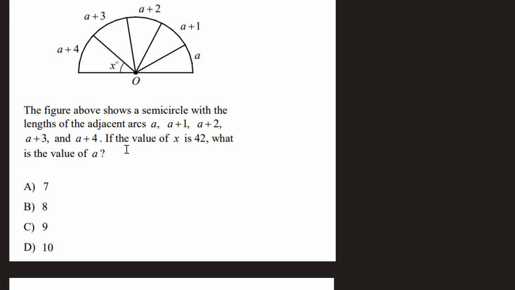The figure above shows a semicircle with the length of the adjacent arcs a plus 1, a plus 2, a plus 3, and a plus 4. If the value of x is 42, what is the value of a? On this, all the arcs connect to make a semicircle. We just have to count the length of the circumference of the semicircle, that is a plus a plus 1 plus a plus 2 plus a plus 3 plus a plus 4.